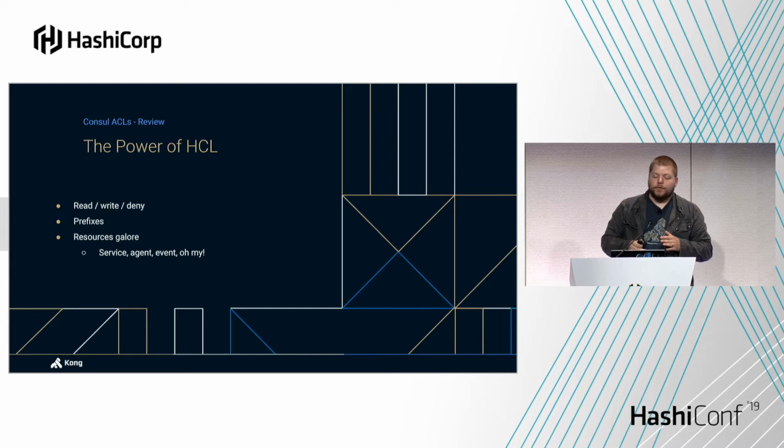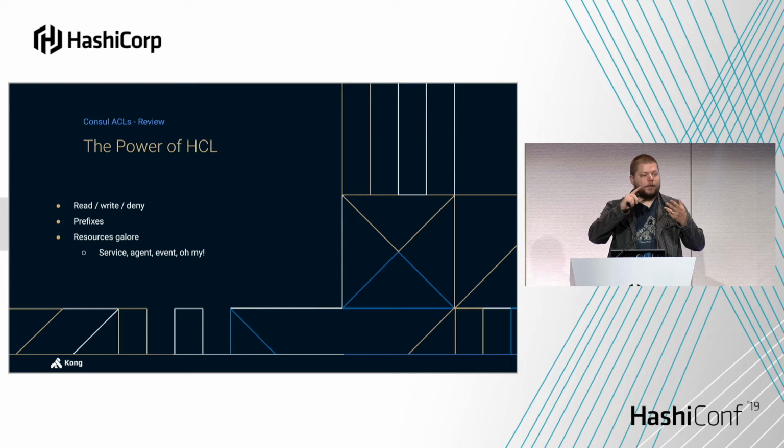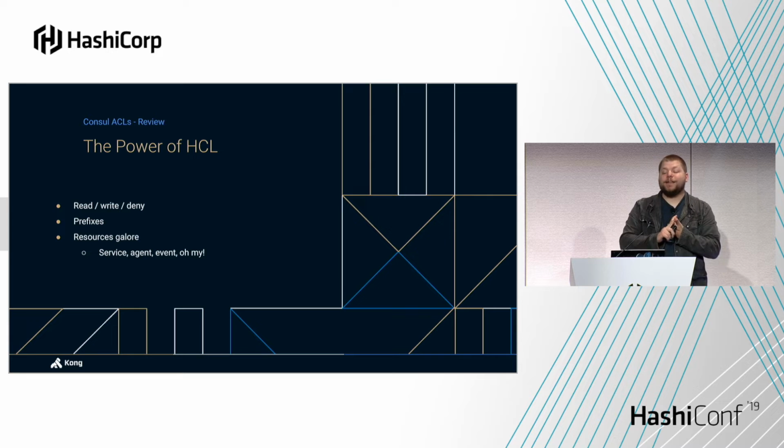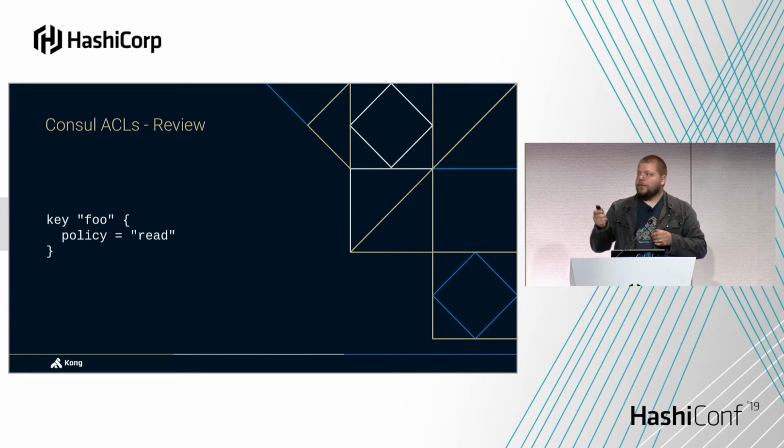Almost any Consul resource can be controlled by ACLs, from services to health check registration, events, prepared queries, even the ACL system itself. So let's take a look at a few brief examples. In this case, a really simple HCL example that allows for a token associated with this rule to read from a KV store with the key of foo.